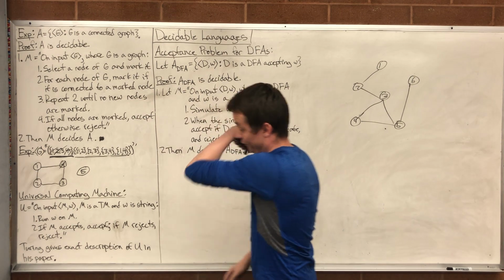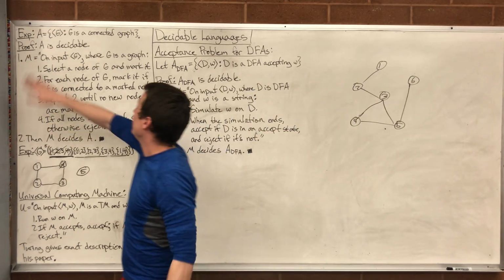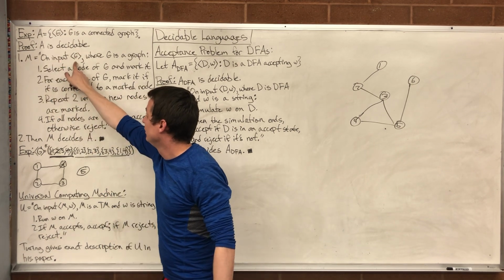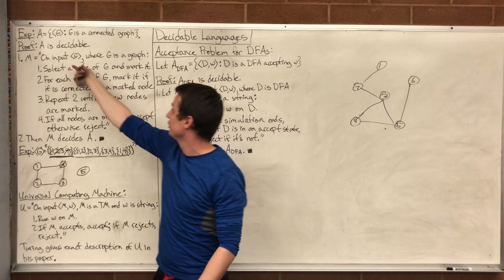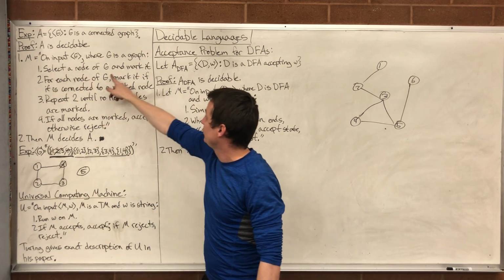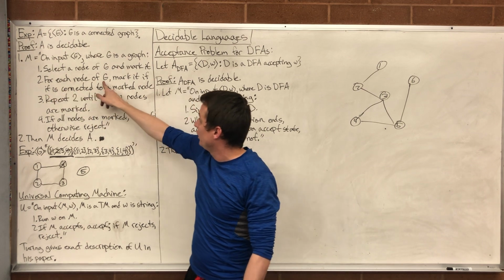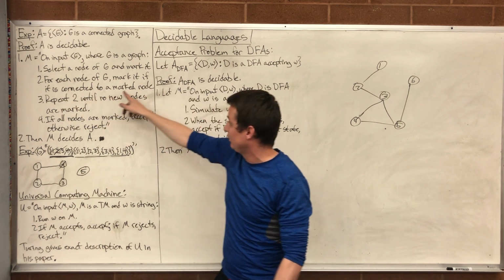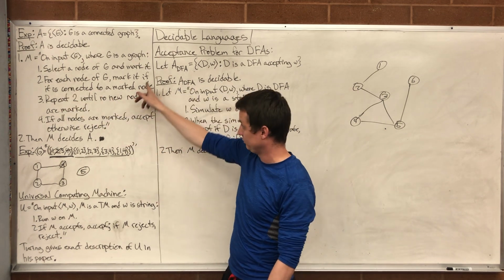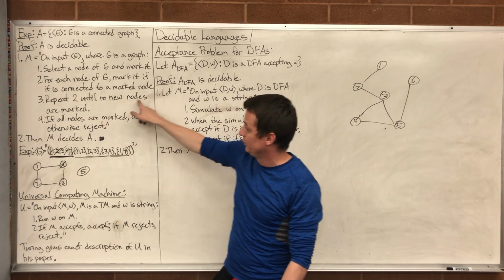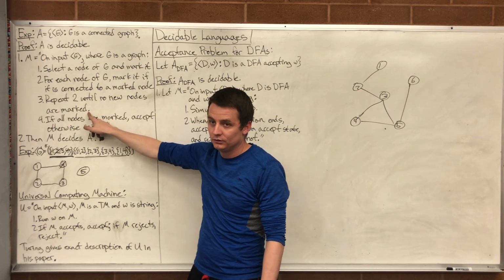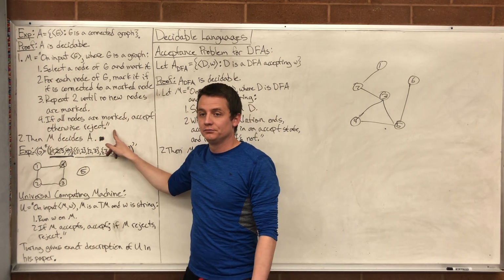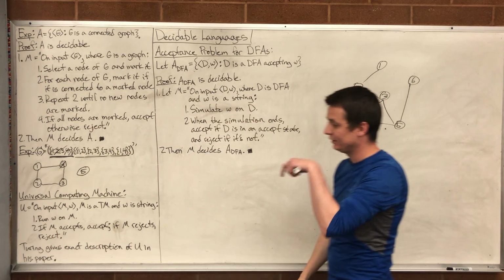Okay, now let's read it from how I actually have it written here. All right, proof that A is decidable. We design our Turing machine N so that on input a string of G, where G is a graph, so this is an encoding of a graph: select a node of G and mark it. For each node of G, mark it if it is connected to a marked node, or in other words, it shows up here. Repeat step 2 until no new nodes are marked. If all nodes are marked, accept, otherwise reject. So there's a Turing machine that decides that language.